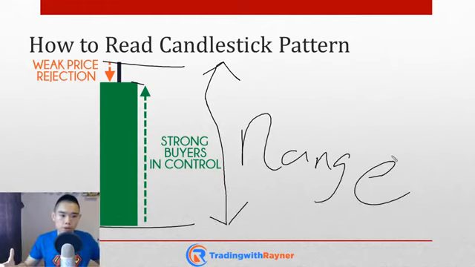So when you want to see who's in control, you want to see where the price closed relative to the range. In this example, the price has closed near the highs of the range. So this tells you that buyers are in control temporarily. They have closed the price near the highs of the range.